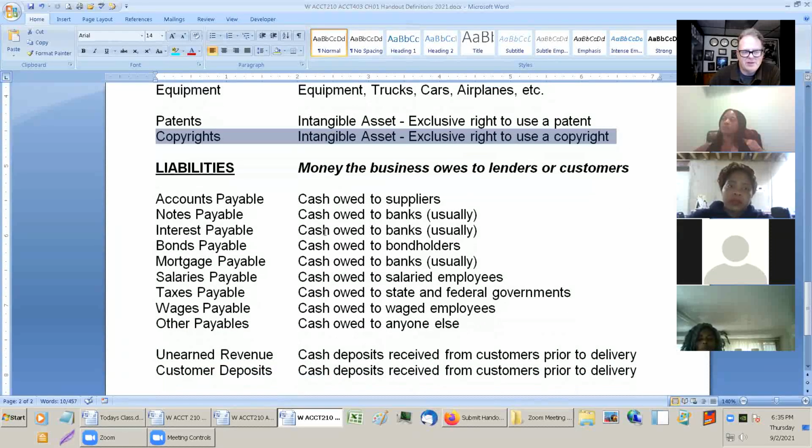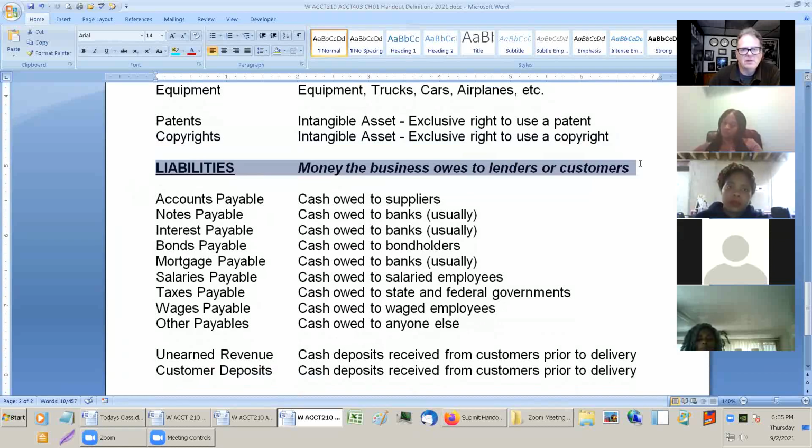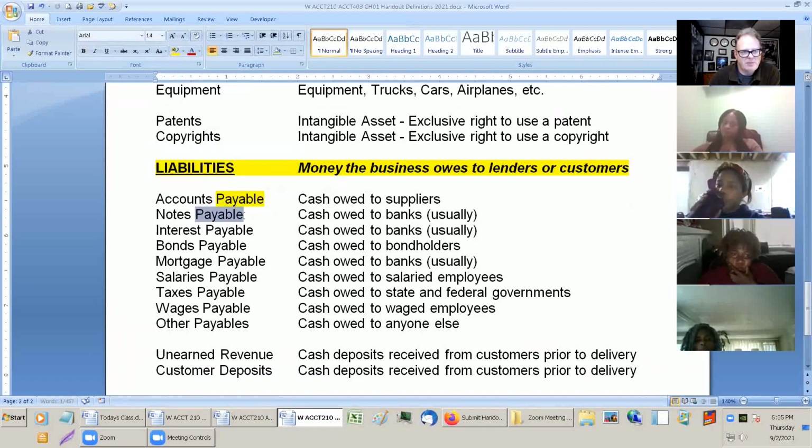Okay, liabilities. This is stuff that the company owes to lenders or customers. The most common ones you're going to see are the payables. Whenever you see payable, it's a liability. So I guess I don't need to highlight all of these. You guys kind of get the point.